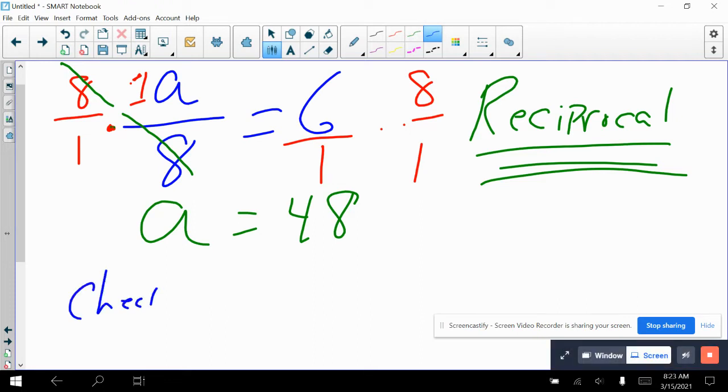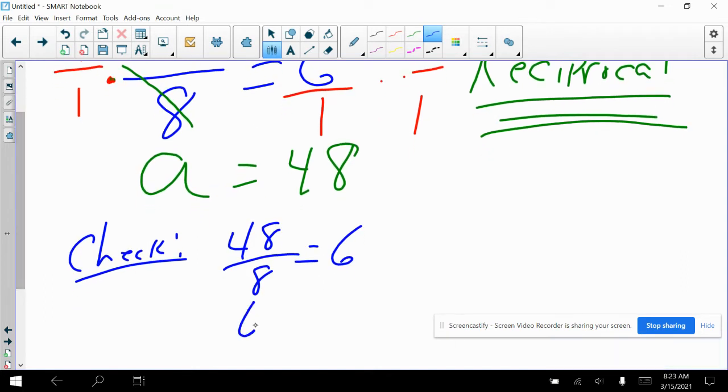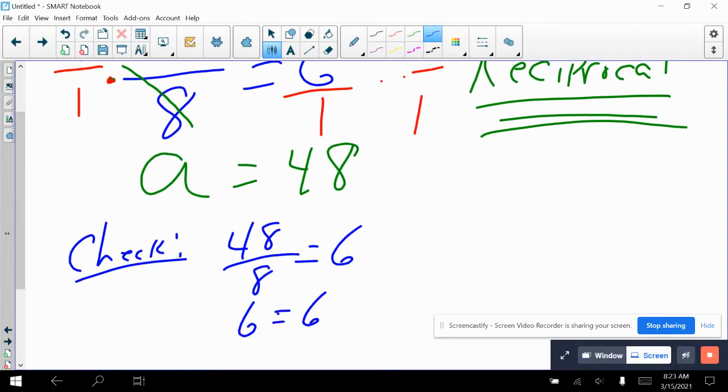So if we went and checked it just to make sure, so what's our check? Our answer is 48 divided by 8 is equal to 6. 48, that would be 6 is equal to 6.